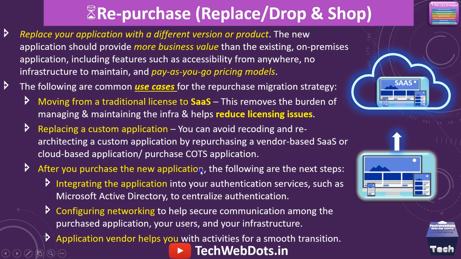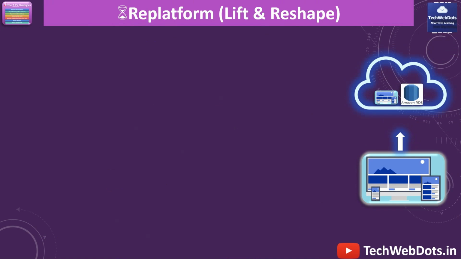After you purchase a new version of the application, the following are the next few steps: integrating the application into your authentication services that you must be using prior, such as Microsoft AD to centralize authentication, and configuring networking to help secure communication among the purchased application, your users, and your infra. An application vendor will actually help you with all these activities for a smooth transition, because they also want to sell their SaaS product, right? So this is a place where the repurchase, replace, drop and shop strategy will work, where you can select this strategy.